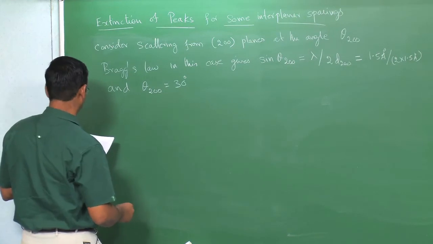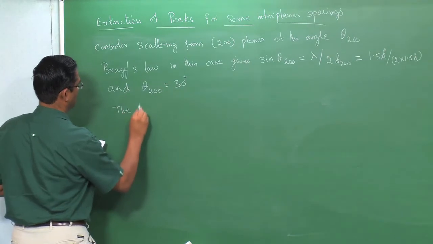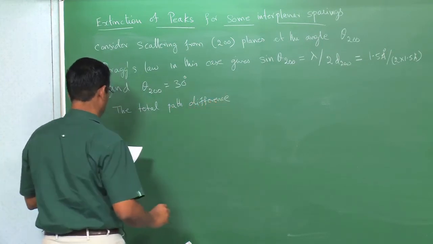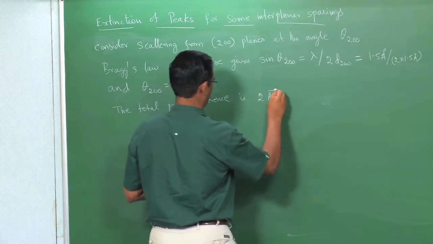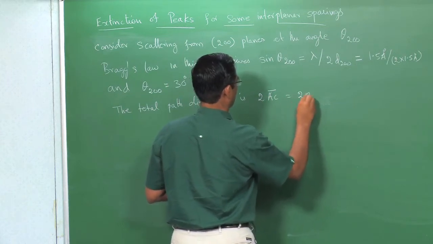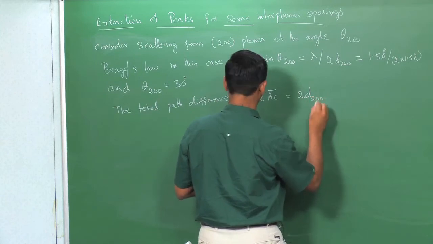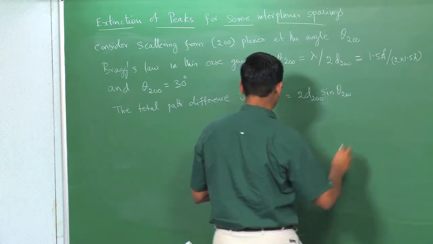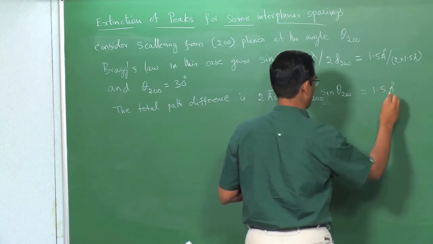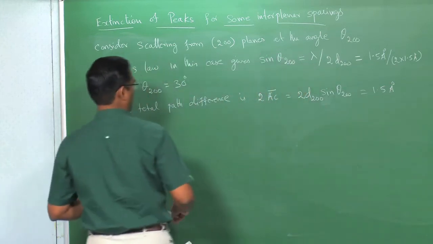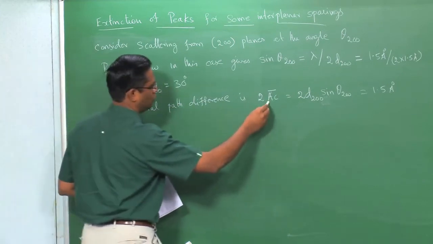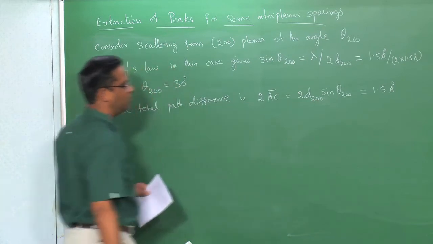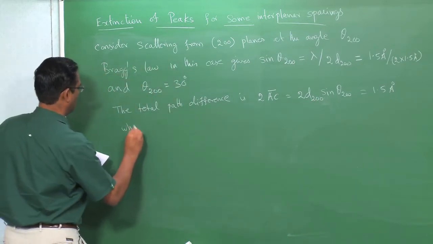Now, at this angle, the total path difference is 2 times AC, which is 2d 200 sin theta 200, which is nothing but 1.5 angstrom, which is nothing but one wavelength.